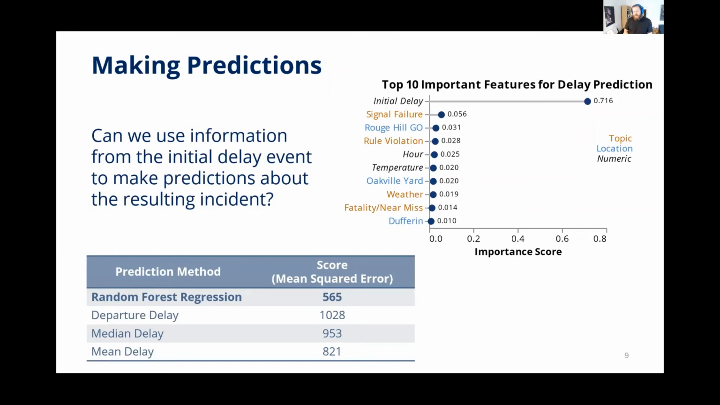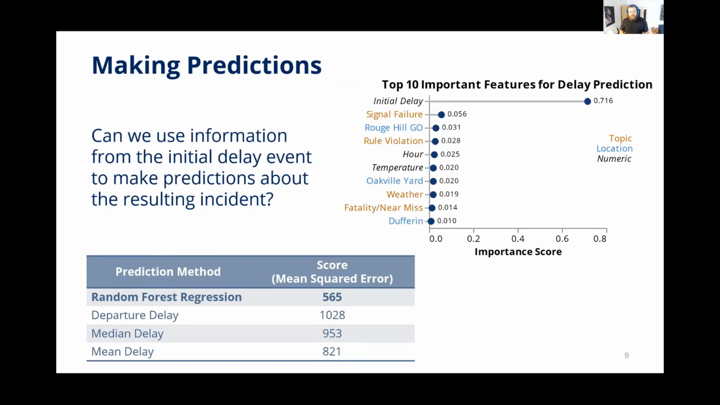The machine learning technique we used here is random forest regression. The mean squared error score that you're looking at is lower is better. And then there's three naive ways of predicting that I have compared it to. One is to just take that delay and assume it's going to stay the same. So it was 5 minutes late at that point. We're just going to assume the delay was 5 minutes. The other is to take the median delay across all the delays. So just assume a median or assume a mean.